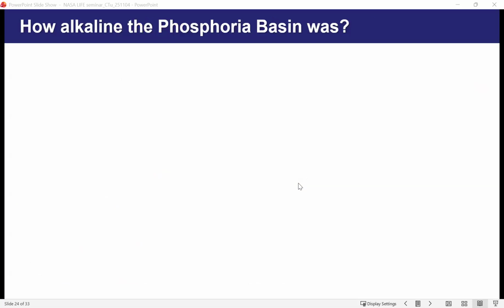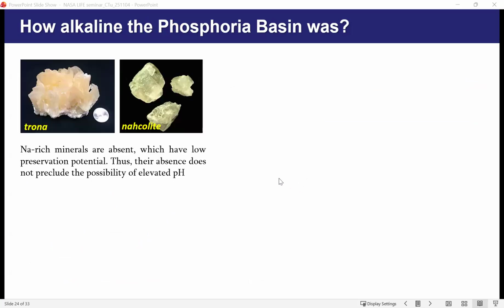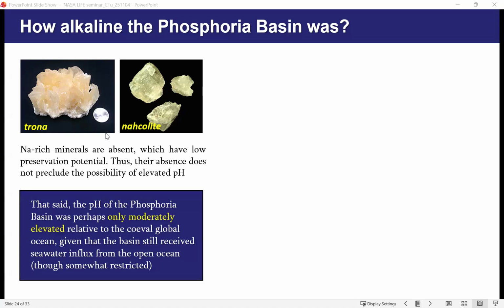Now we may ask a question on how alkaline the Phosphoria basin was. In fact, alkaline minerals such as trona and nahcolite are absent from our samples. These minerals are diagnostic indicators of high alkalinity. However, they have extreme solubility and low preservation potential, so the absence does not preclude the possibility of elevated pH. That said, the pH of the Phosphoria basin was perhaps only moderately elevated relative to the coeval global ocean, given that the basin still received seawater influx from the open ocean, though somewhat restricted.